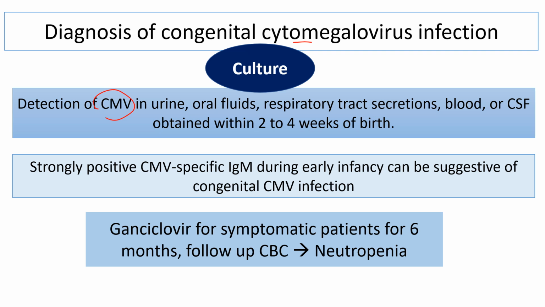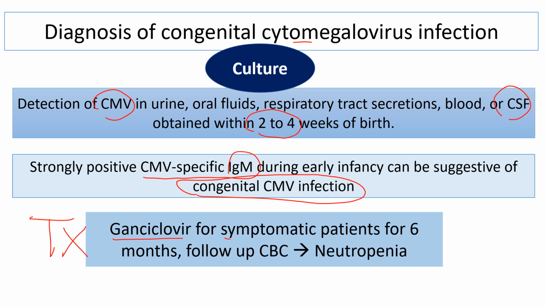oral fluids, respiratory secretions, blood or CSF CMV culture, obtained within 2 to 4 weeks of birth. Strongly positive CMV-specific IgM antibodies during early infancy can be suggestive of congenital cytomegalovirus infection. Treatment of congenital cytomegalovirus infection is ganciclovir for symptomatic patients for 6 months. Follow up with CBC because of high risk of neutropenia.